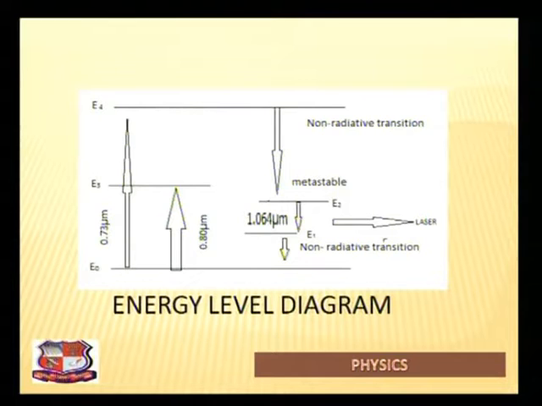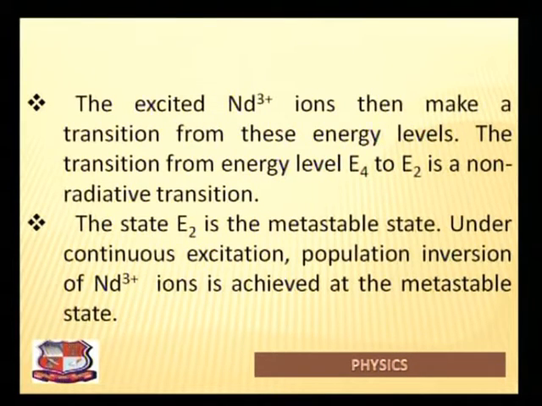This is the energy level diagram. In this you can see from E0 there is a transition to E3 and E4, and from E4 there is a transition into E2, which is a metastable state. E4 to E2 is a non-radiative transition. From E2 to E1 there is production of a laser with a wavelength of about 1.06 micrometer, and finally from E1 to E0 there is once again a non-radiative transition. Then you have to write about this whole process.